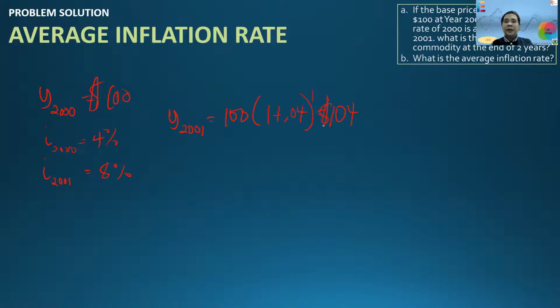And since in the second year the inflation rate is around 8%, in the year 2002 your 104 will gain an additional inflation. So that is 1.08 to the exponent of 1. Okay, so that is $112.32. In other terms, the value of your commodity at the end of 2 years is around 112.32.